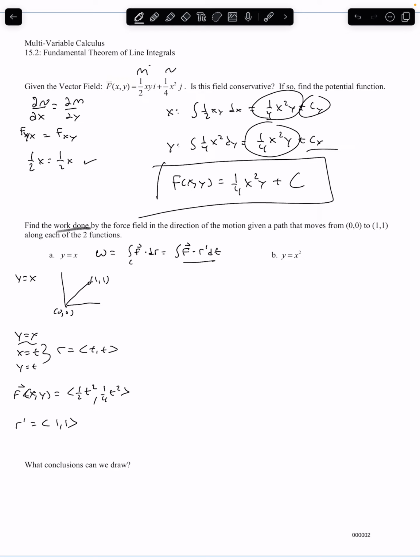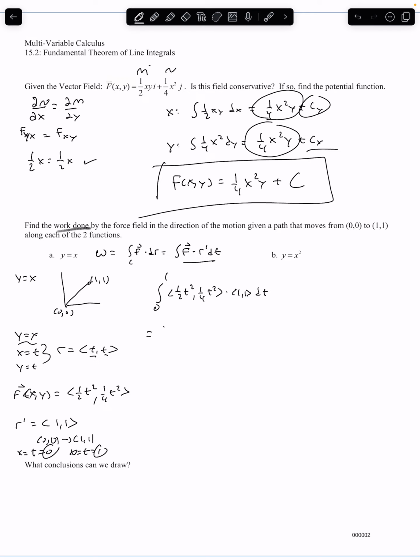So I'm going to go ahead and evaluate this integral here. I'm going to set it up. Our vector field, which is 1/2 t squared, comma 1/4 t squared, dot that with (1, 1) dt. I do have to find my change in time, and that's not too hard to do. If I look at the x's, remember, we're going from (0, 0) to (1, 1). So x, which is t, starts at 0, and x equals t ends at 1. So we're going from 0 to 1.